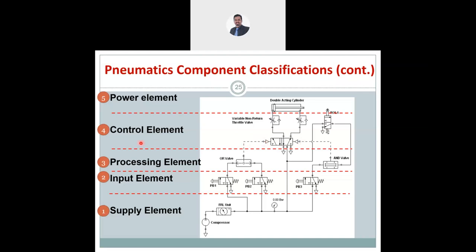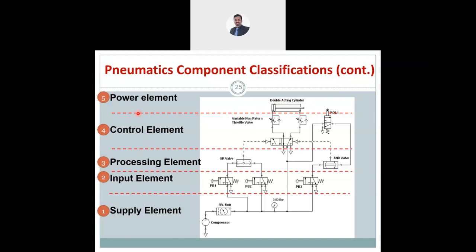Okay, so here you have processing. Then you have a control. Here it sends a control signal because the control element will control your final power element. The power element is something that provides power. So here, like a cylinder, a piston. It moves. The cylinder is a piston, so a moving linear, or it can be a rotary.